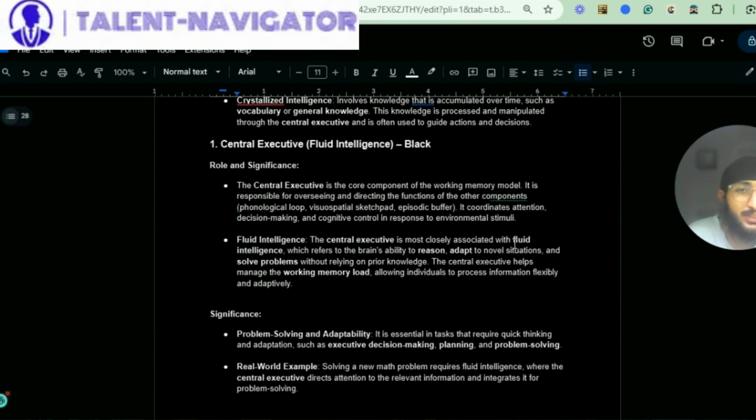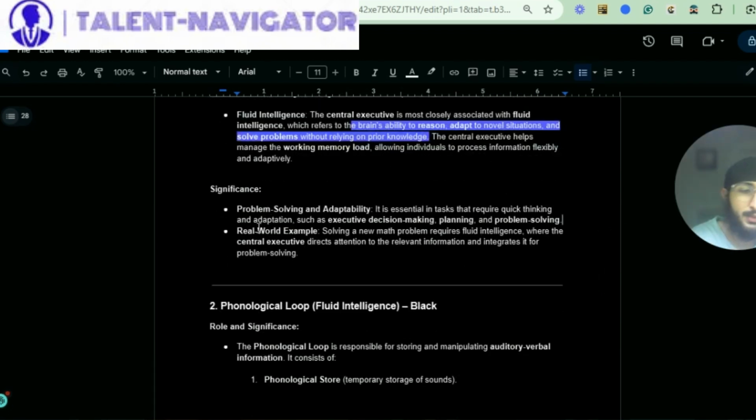The central executive is most closely associated with fluid intelligence, which refers to the brain's ability to reason, adapt to novel situations, and solve problems without relying on prior knowledge. Right? Let me just highlight this part as well. The central executive helps manage the working memory load, allowing individuals to process information flexibly and adaptively. Now, problem solving and adaptability, we've already discussed that.